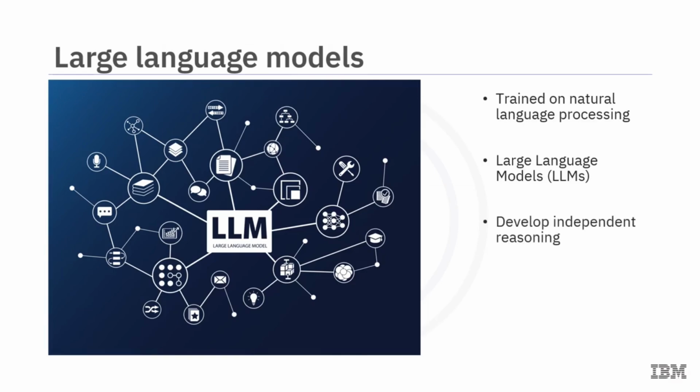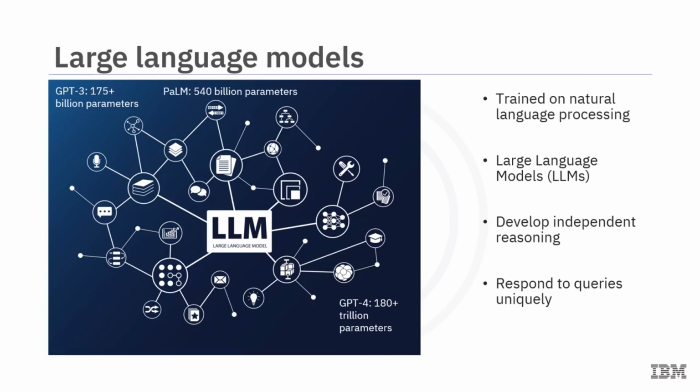LLMs develop independent reasoning, allowing them to respond to queries uniquely. For example, OpenAI's GPT-N class of models, including GPT-3, which is pre-trained on 175+ billion parameters, and GPT-4, which is pre-trained on an estimated 180+ trillion parameters. Other examples of large language models include Google's Pathway language model, pre-trained on 540 billion parameters. Meta's large language model, Meta AI, pre-trained on 65 billion parameters.